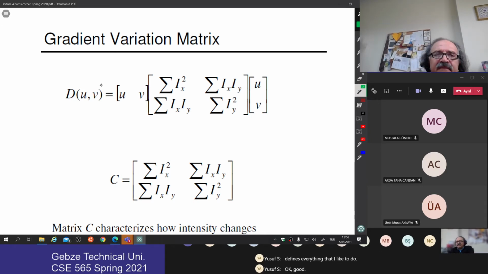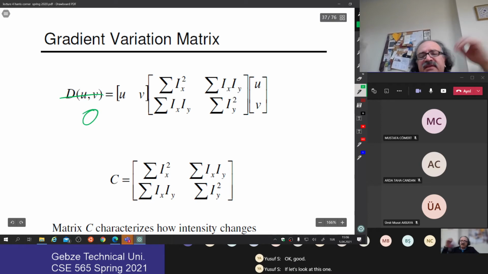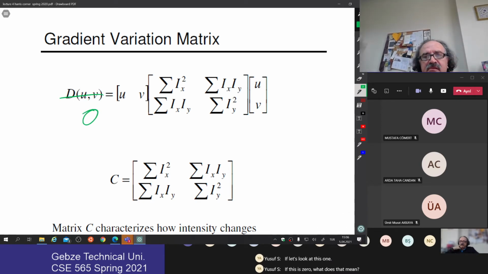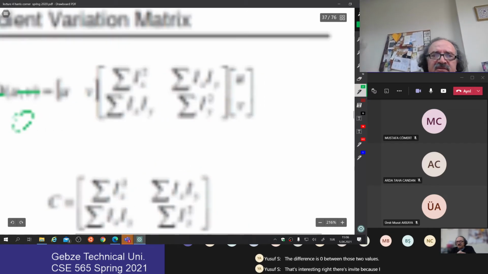Let's look at this one. If this is 0, what does that mean? If it is 0, for that UV value, the difference between those two windows is the same, right? The difference is 0 between those two values. That's interesting, right? Why? Because I like to talk about this one.